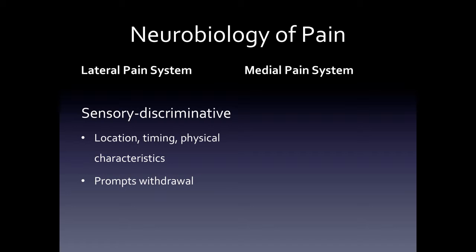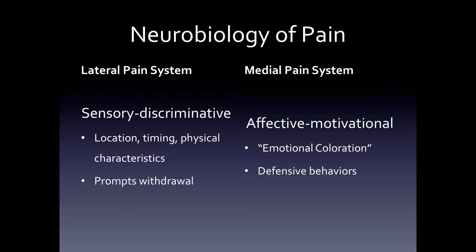So if you touch a hot stove, this is going to say, wow, my fingertip is burning, I'm going to pull back. Okay. Now, the medial pain system is the affective motivational component. It provides the emotional coloration and meaning to the signal, and this engages defensive behavior. So when you first touch that red hot burning stove and you pull back your finger, the medial pain system is going to say, wow, when I see this red glowing object, I shouldn't touch it because it's going to burn me. So it assigns and puts meaning along with that signal.